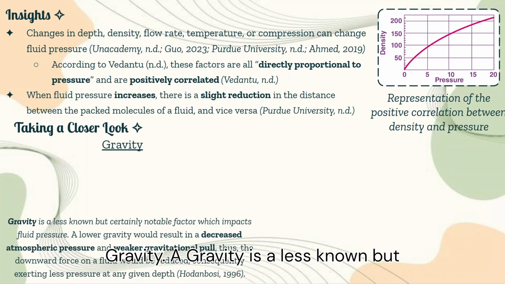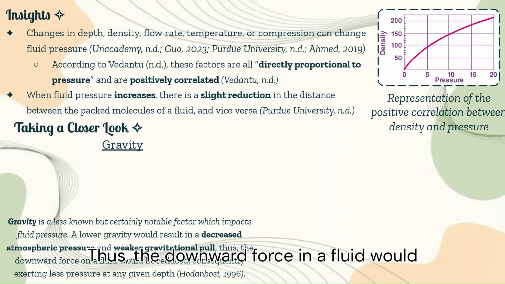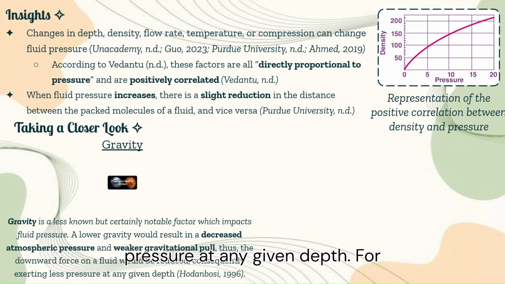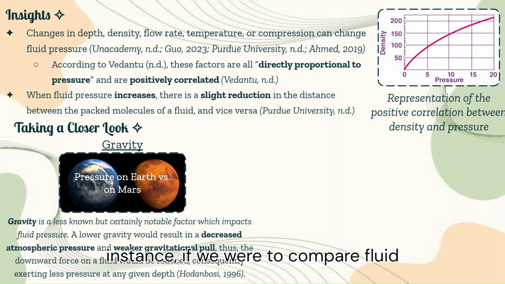Gravity. Gravity is a less known but certainly notable factor which impacts fluid pressure. A lower gravity would result in a decreased atmospheric pressure and weaker gravitational pull. Thus, the downward force on a fluid would be reduced, consequently exerting less pressure at any given depth. For instance, if we were to compare fluid pressure on Earth to fluid pressure on Mars, there would be significantly less pressure on Mars due to its lower gravity of 3.71 meters per second squared.